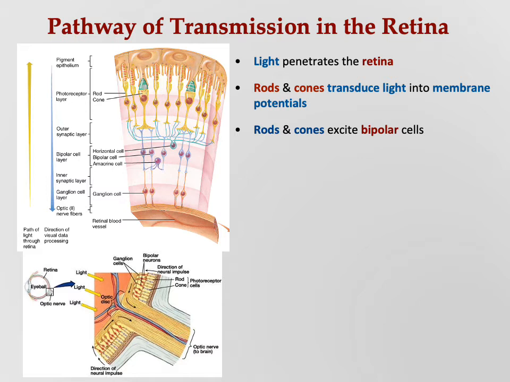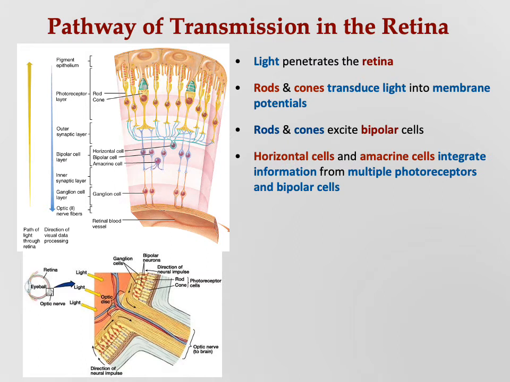There are lots of other kinds of cells in your retina. All right, so rods and cones excite the bipolar cells. Horizontal and amacrine cells integrate information from multiple photoreceptors and bipolar cells, and then they excite the ganglion cells as well. What's going on with all those other cells in there?